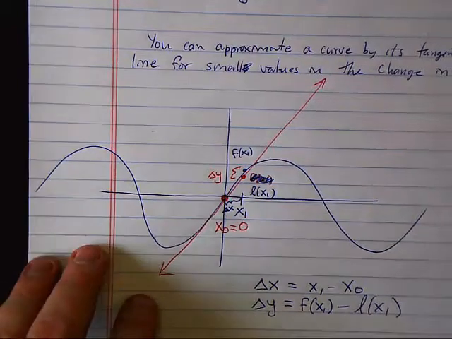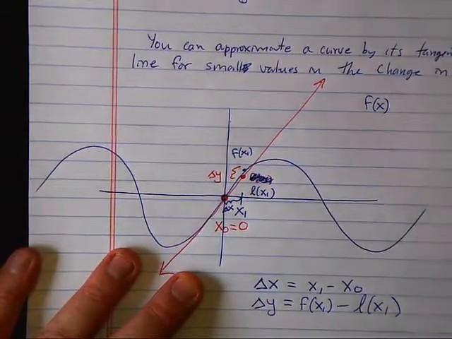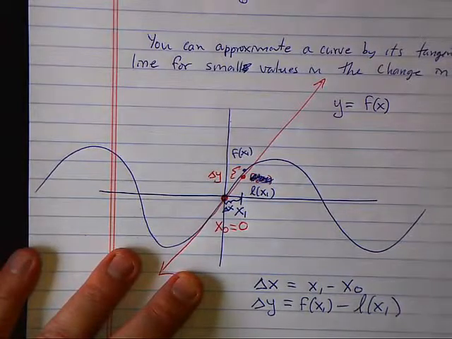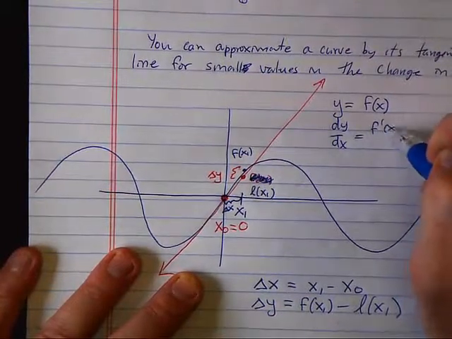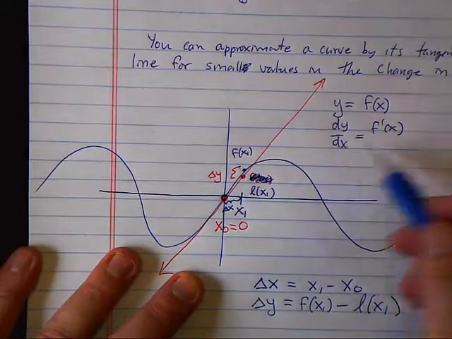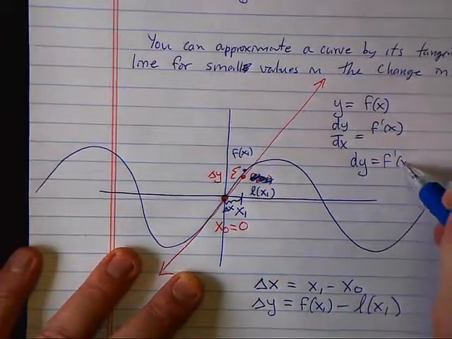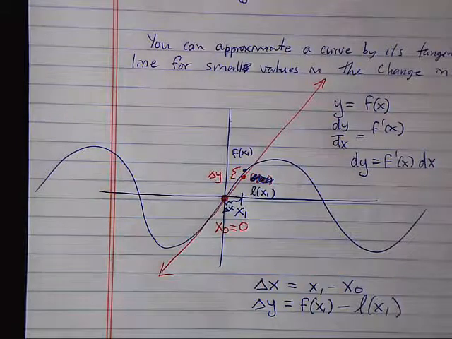Now I actually want to figure out the equation of my tangent line. If I have some function f of x, how do I find it? I take the derivative. So dy dx would be f prime at x. And I'm going to write this as dy equals f prime at x dx. I just rearranged the equation. All I did is move the dx over to the other side.